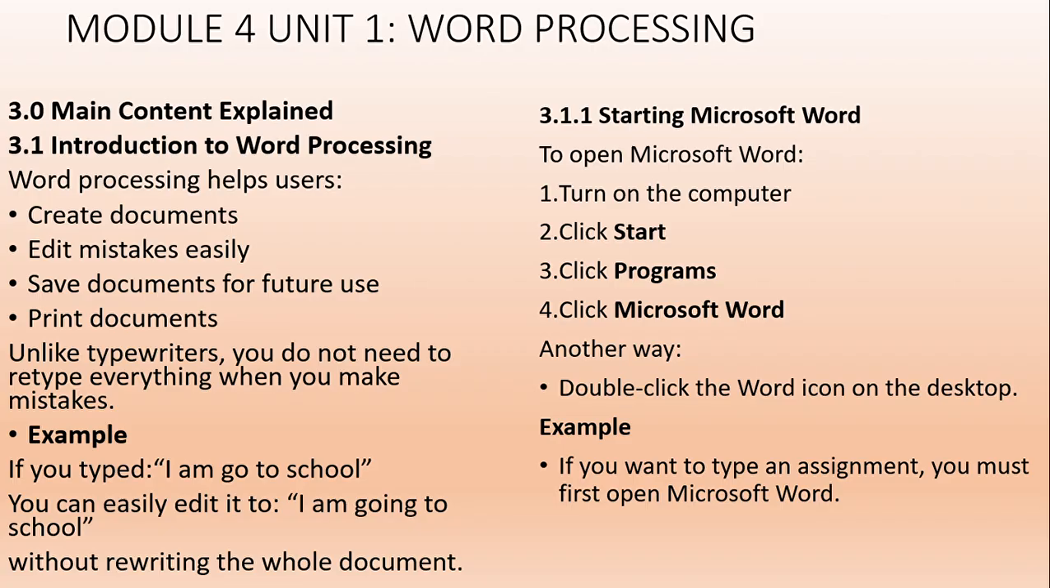So that is for starting Microsoft Word. I said you turn on the computer, you click on start, you click on programs, then you will see your Microsoft Word application there. You click on it, it will open. Or another way is that you double click the Microsoft Word icon on your desktop screen. You double click it, it will open. For example, if you want to type an assignment, you must first open your Microsoft Word before you type, before you create a table.